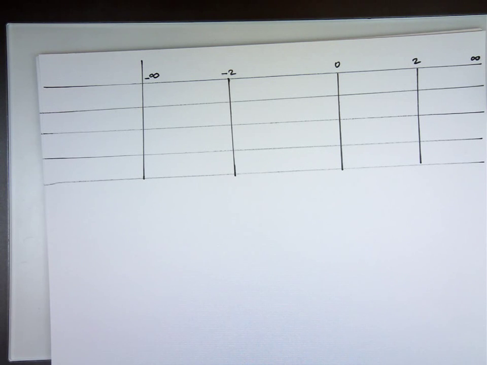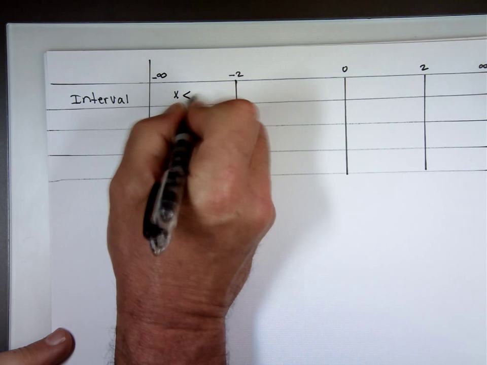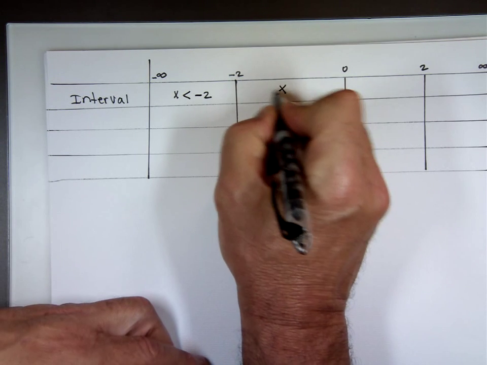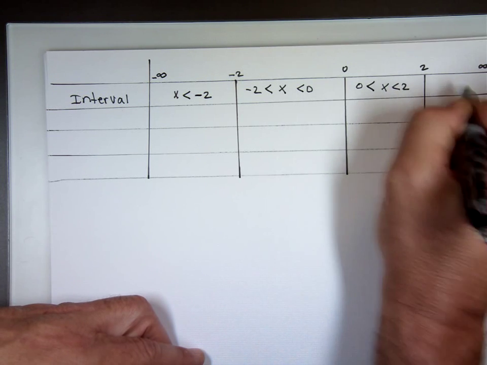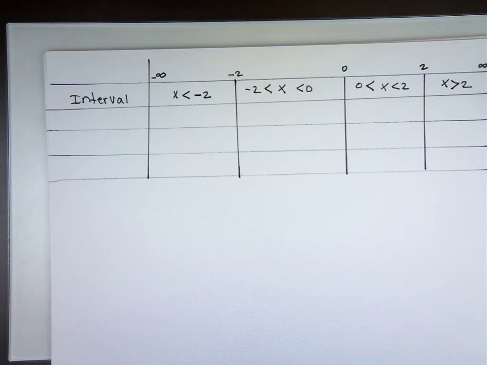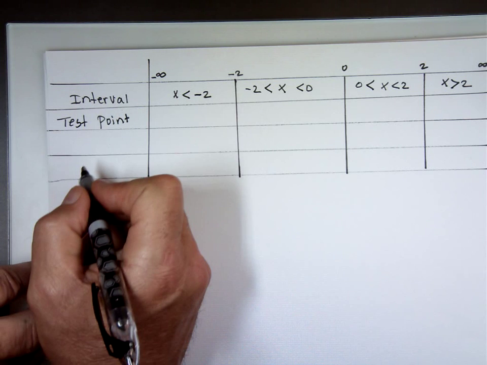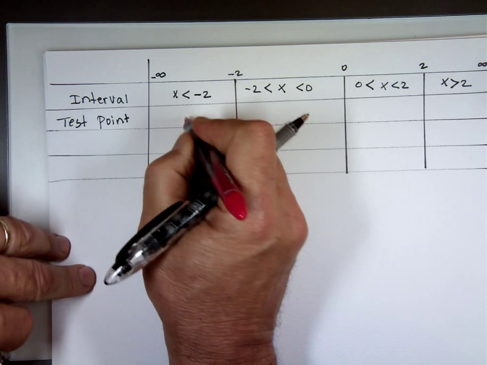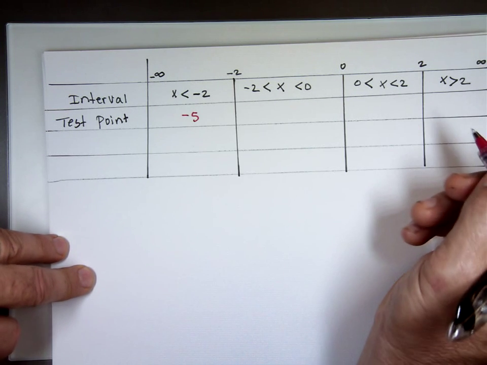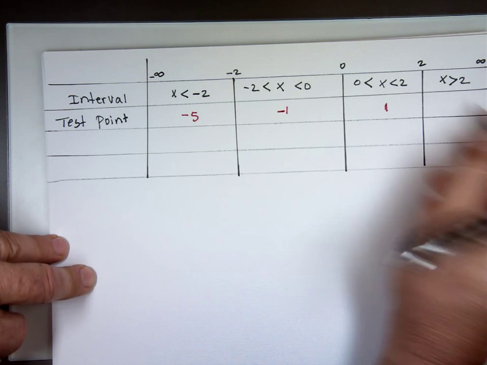Let's write the intervals now. This is x less than negative 2. This is x greater than negative 2 and less than 0. This is x bigger than 0 and less than 2. And this is x greater than 2. Test point, or test value. Less than negative 2, what do you want to use? Between negative 2 and 0, negative 1. Between 0 and 2, 1. More than 2, 10. Any number you want.